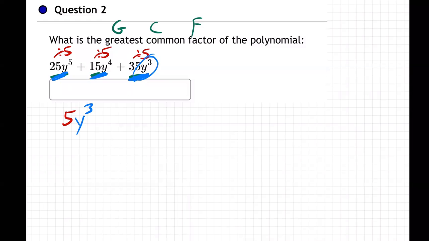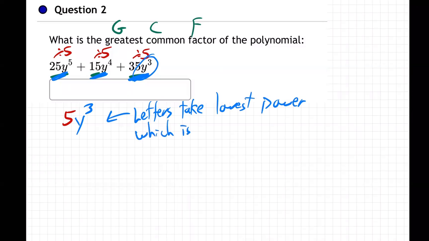You see? So for the letters, you take the lowest power, which is, I want you to see, that is the greatest amount in common, isn't it? The lowest power is the greatest amount they share in common. So then that's it, we're done. 5 Y to the third power is it.